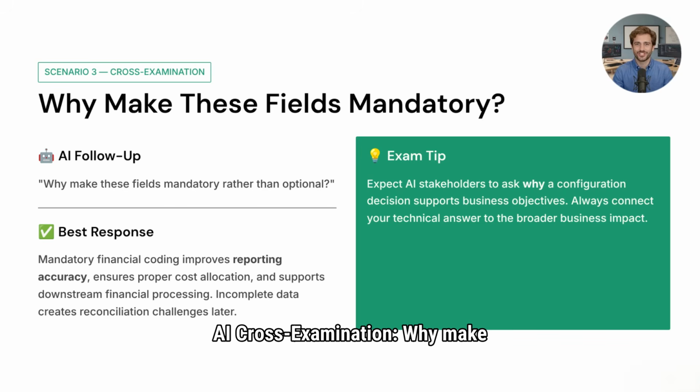AI cross-examination. Why make these fields mandatory? Candidate response: mandatory financial coding improves reporting accuracy, cost allocation, and downstream financial processing. Exam Tip. Expect AI stakeholders to ask why a configuration decision supports business objectives.